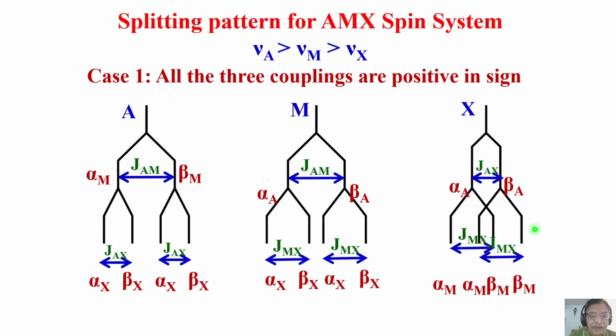So what are you observing here? In each of these, the same information can be obtained twice. That is what I was telling you. The single quantum transition spectrum has a large number of transitions. They contain redundant information. I don't need all the frequencies to analyze and get the spectral information. Look at this one. I get JAM here, JAM here also. I get JAX here, I get JAX here also. I get JMX here, I get JMX here also. So you can get this parameter twice.